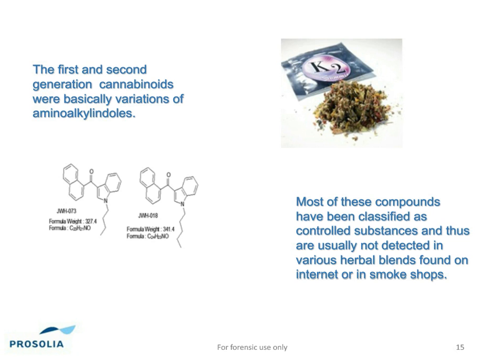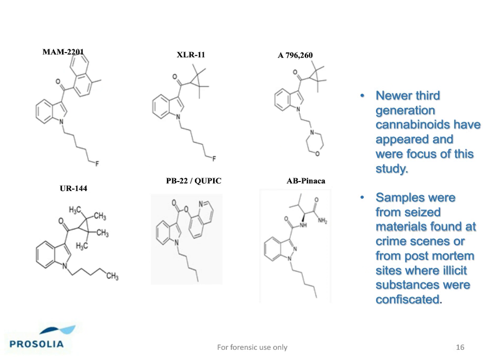There are some newer generation cannabinoids, which I have illustrated on this screen, and you can see they're quite different than 18 and 73, containing quite different functionality. These were the focus of this particular study. These were the ones that we were looking for in these seized samples. We're interested in determining if we could find any of these compounds in the samples.